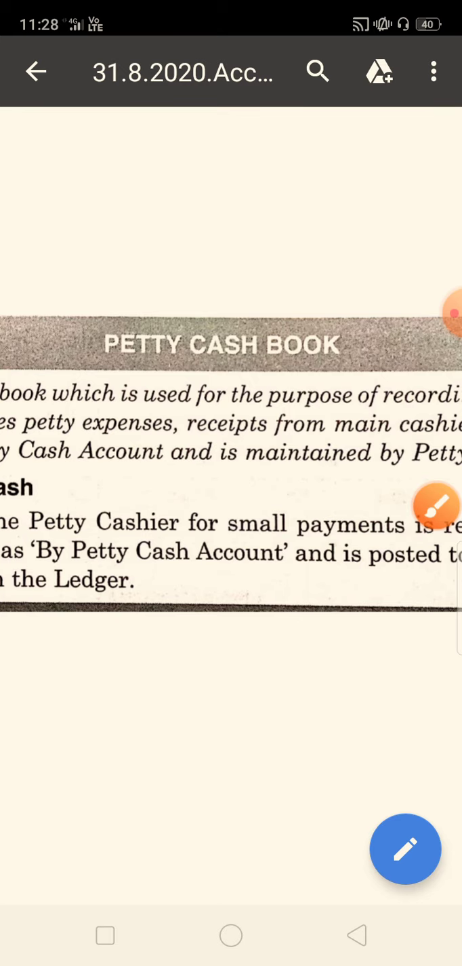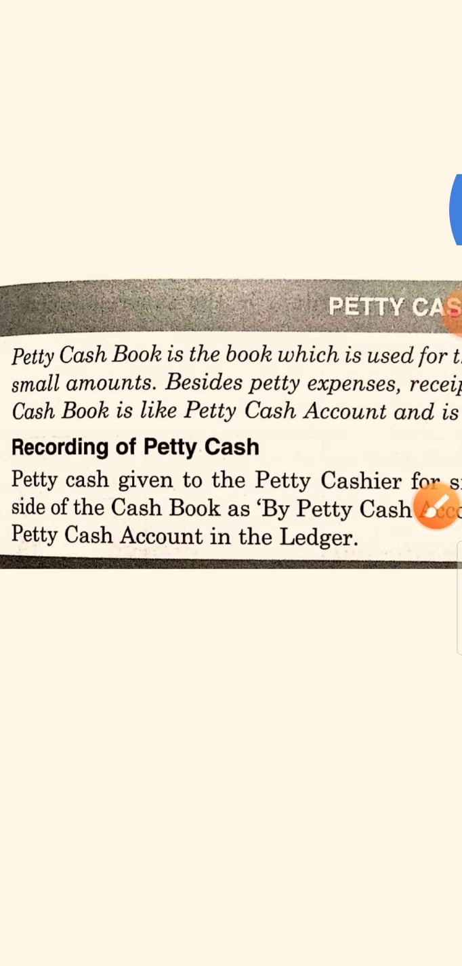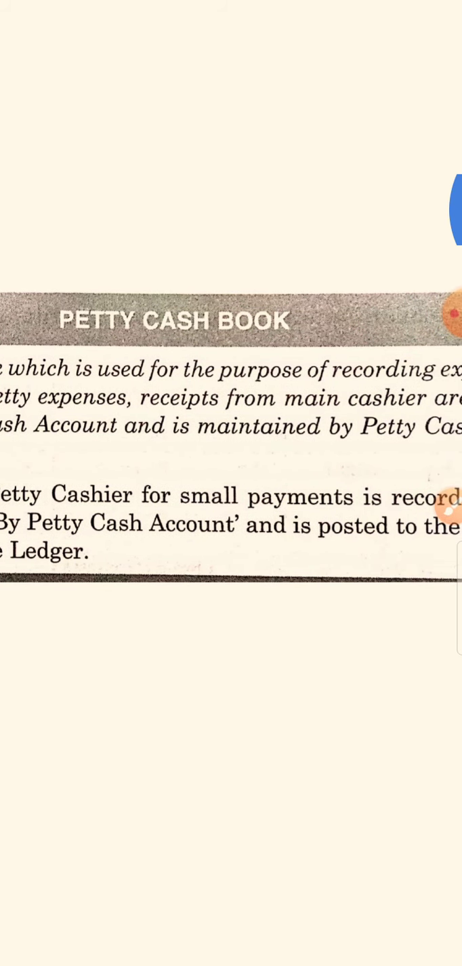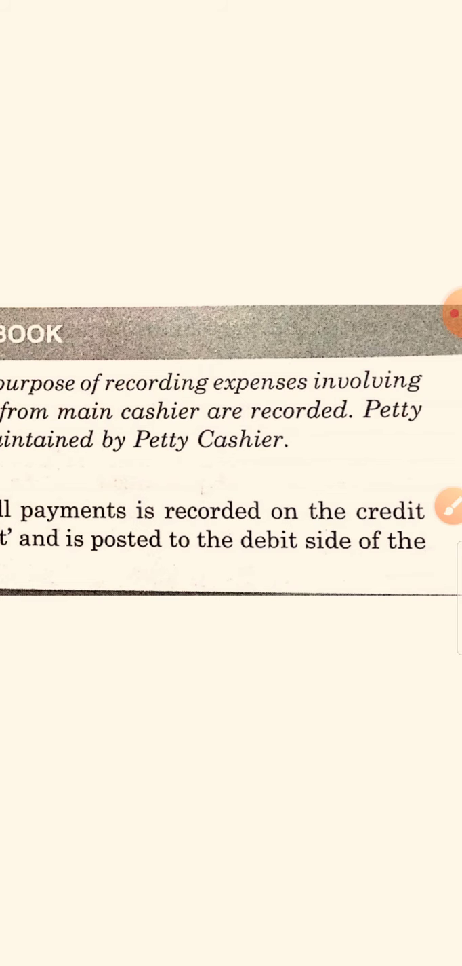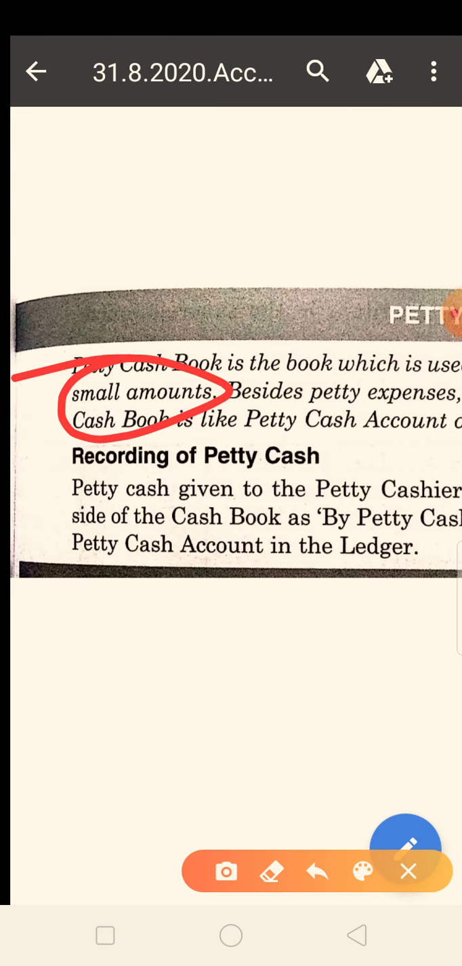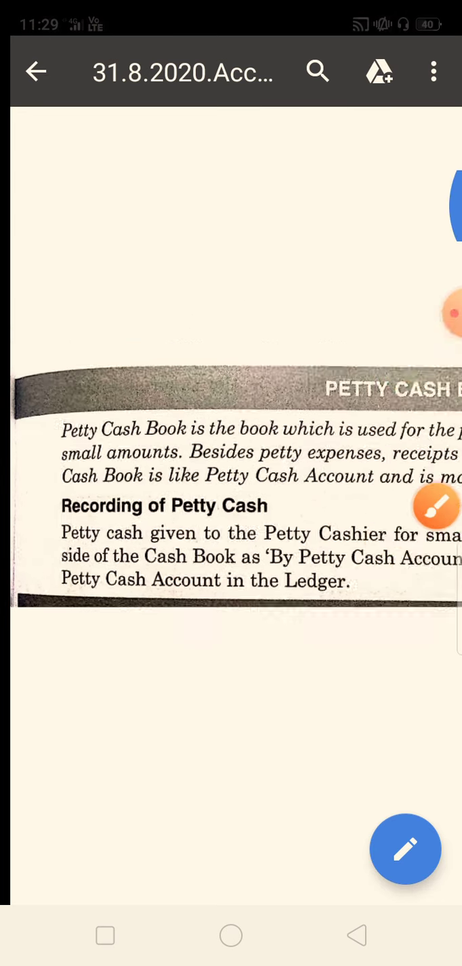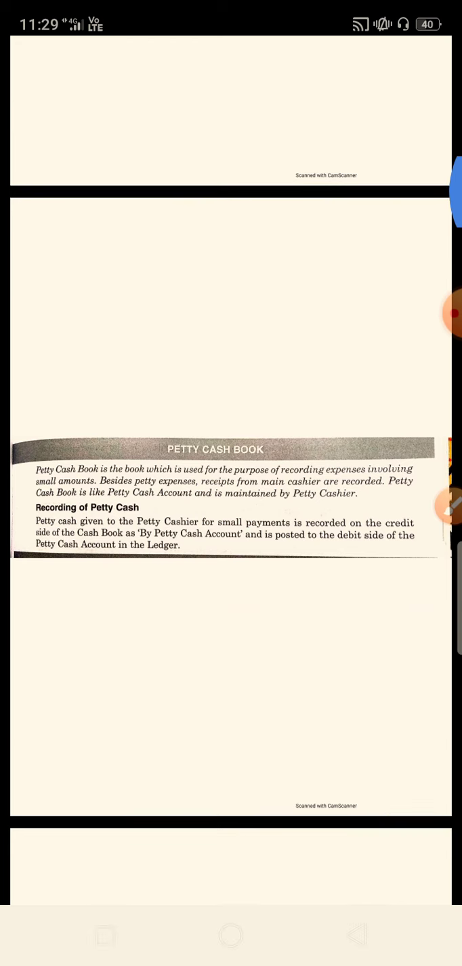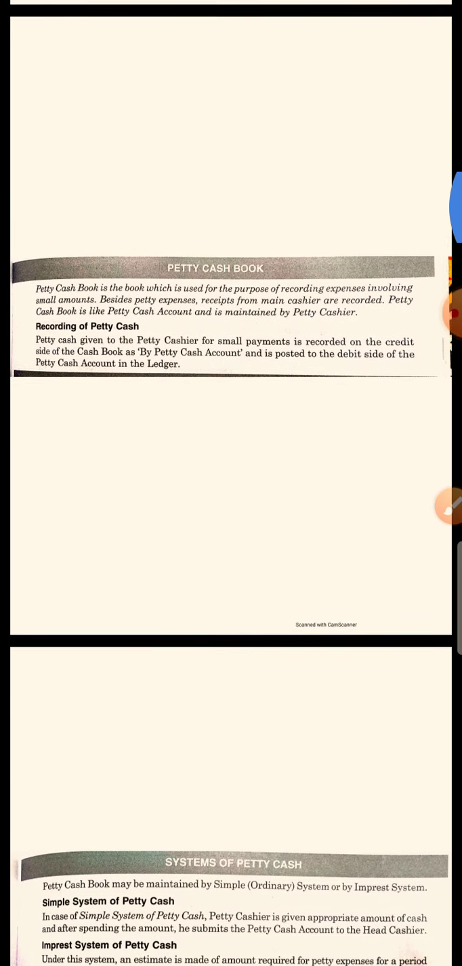My dear student, this is a definition. Petty cash book is the book which is used for the purpose of recording expenses involving a small amount. They are saying a small amount, and this is a very important concept. As you know, in the organization, in the business, the cash dealings and transactions are very large. सबसे ज़्यादा डीलिंग अगर कुछ होती हैं तो वो कैश की डीलिंग्स होती हैं, because many times cash comes and many times cash goes from the business, my dear student. In that situation, the cash book size will be very large.